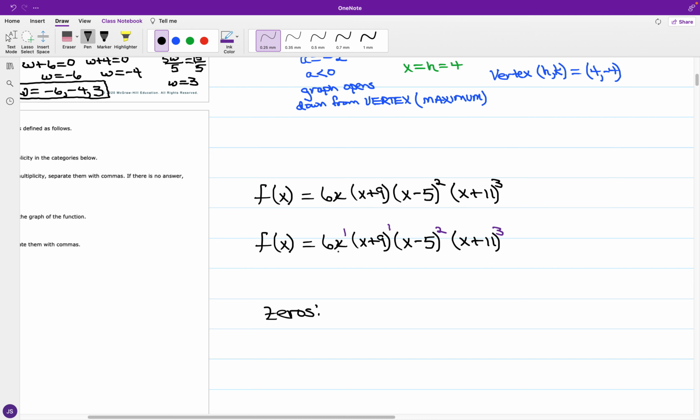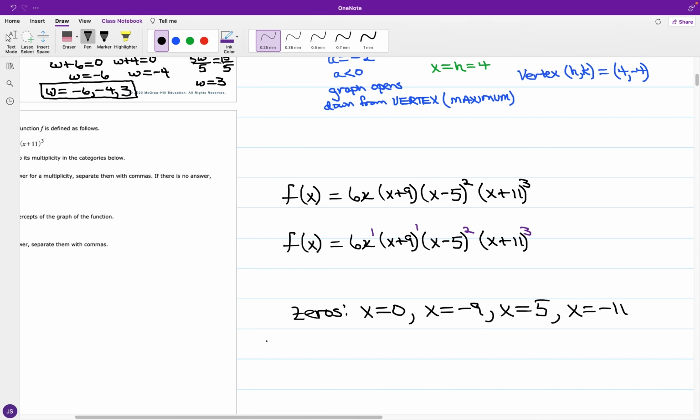With the x factor, 6x equal to 0, or x equal to 0. For x plus 9, you have x is equal to -9. For x minus 5, we have that x is equal to 5. And for x plus 11, now we have x is equal to minus 11.